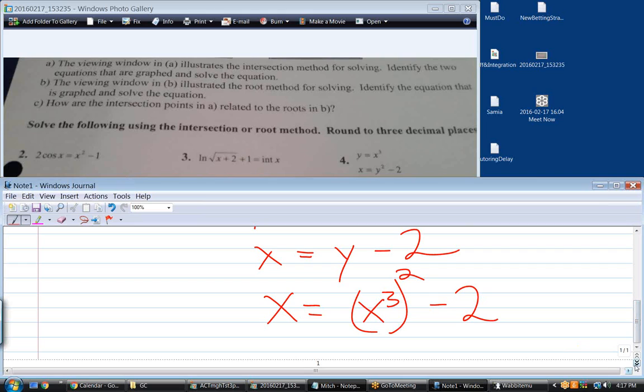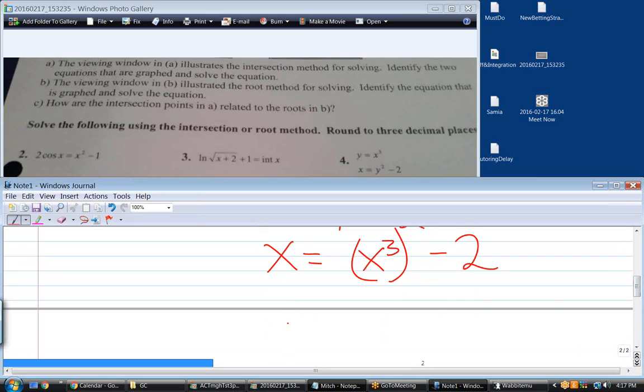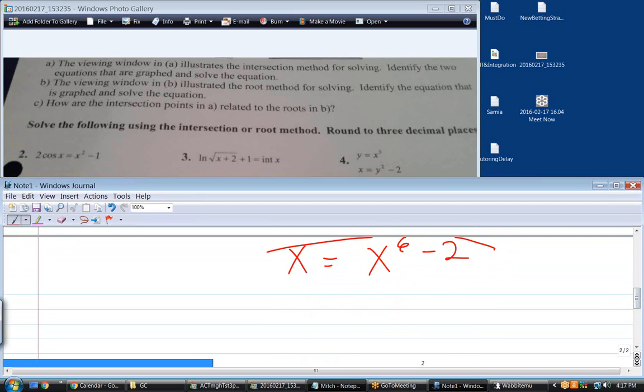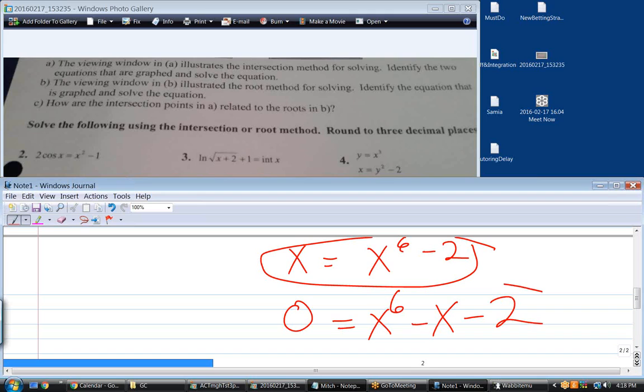And then you end up with x equals x, what's this term? To the 6th. Correct. Minus 2. Now you could put that into your calculator and find the zeros of that. In other words, how would we put that into our calculator? We would have to put it in as x to the 6th minus x minus 2. That's equal to 0. So as long as we put that function into our calculator and find the zeros, we're going to find the solution.